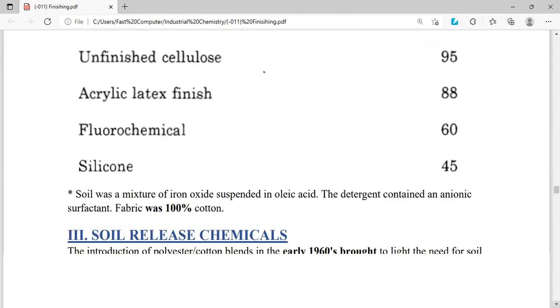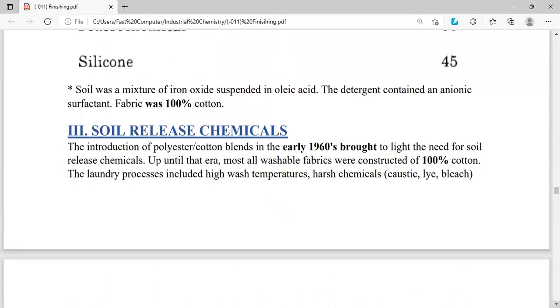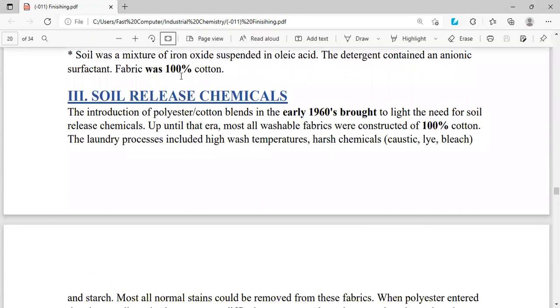Soil was a mixture of iron oxide suspended in oleic acid. The detergent contained an anionic surfactant. Fabric was 100% cotton. Now we'll discuss soil release chemicals.